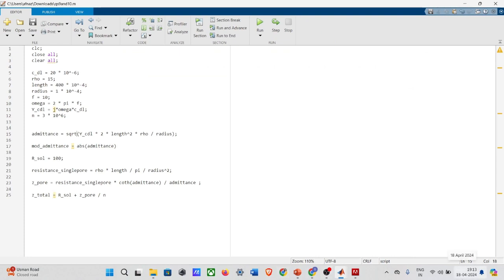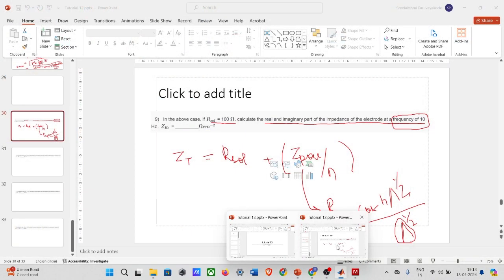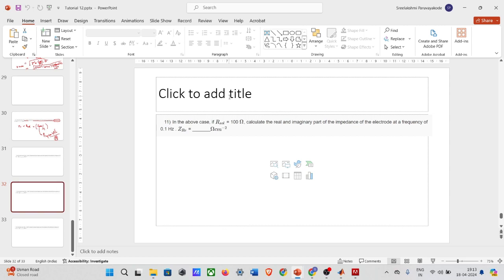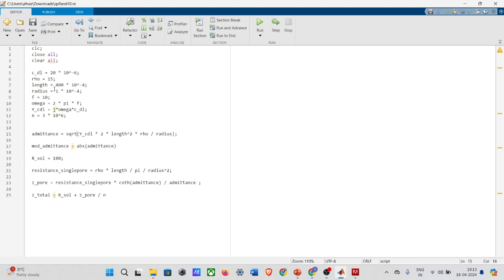Now the next question is: in the above case, if the solution resistance is 100 ohm, which is the same as before, find the real and imaginary part at a frequency of 0.1 hertz. So here I am directly changing the frequency to 0.1 hertz and then seeing what answer I am getting.